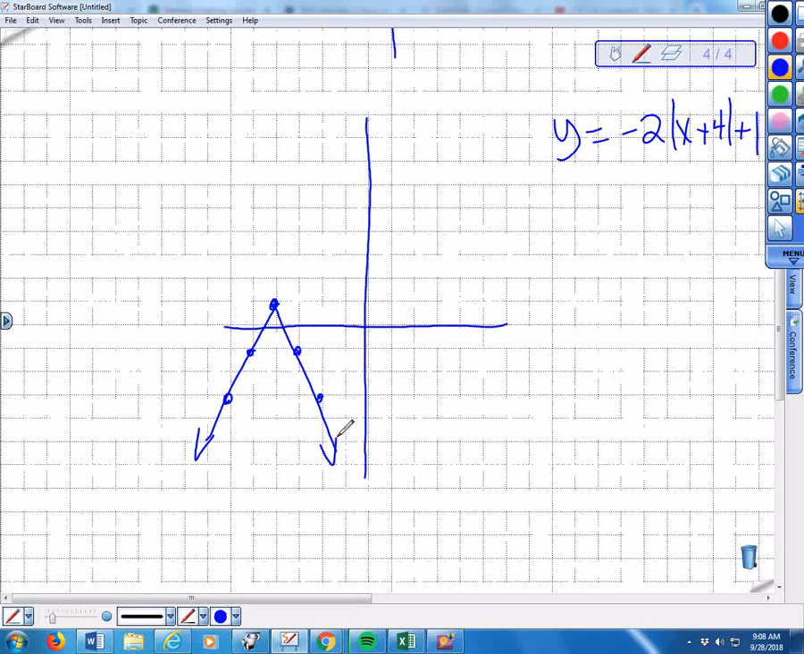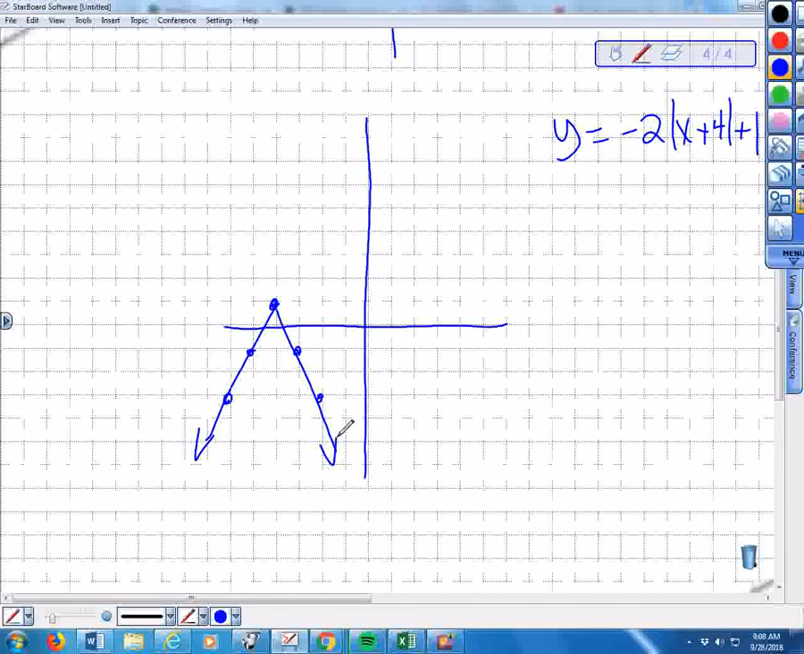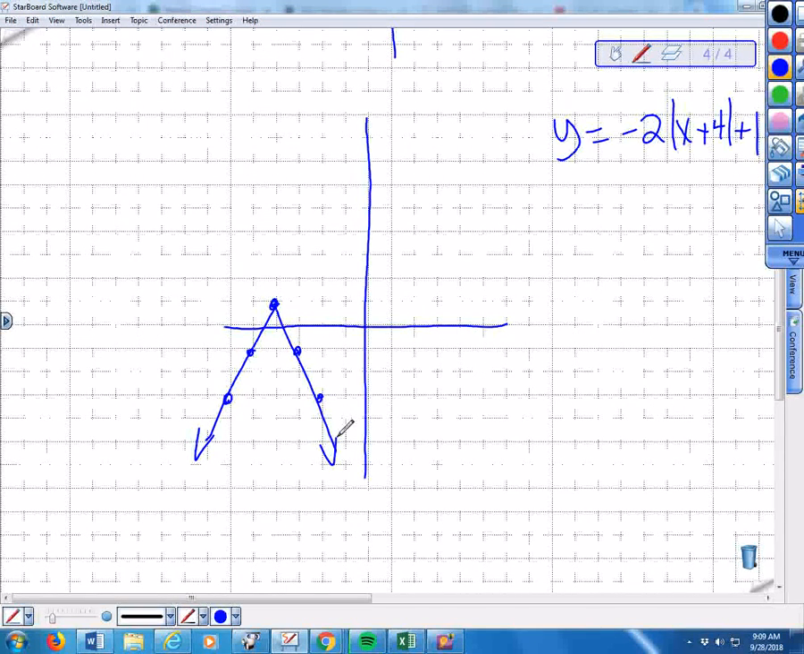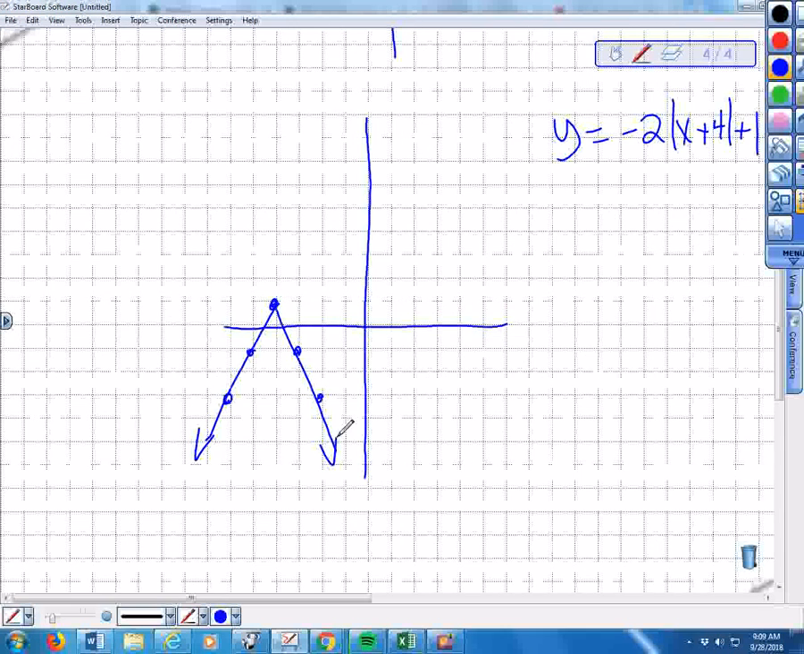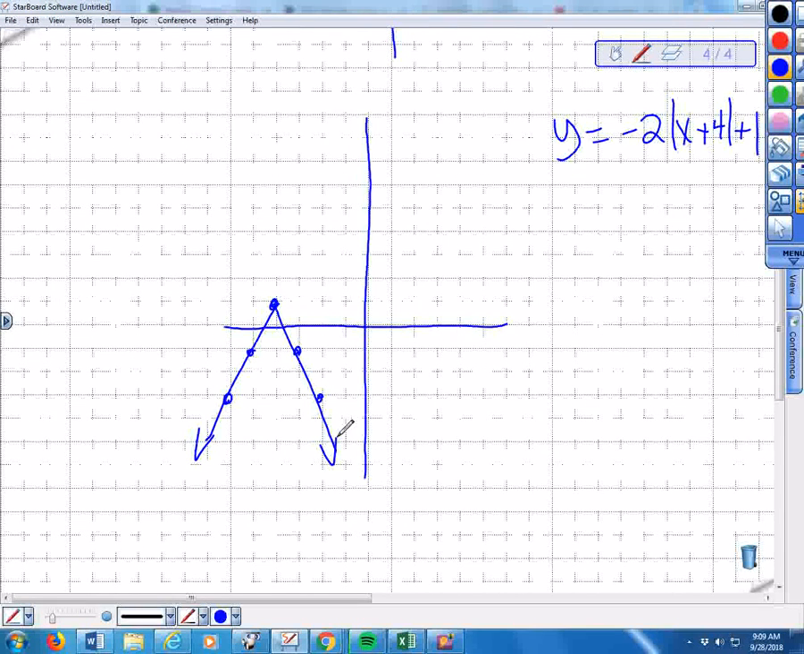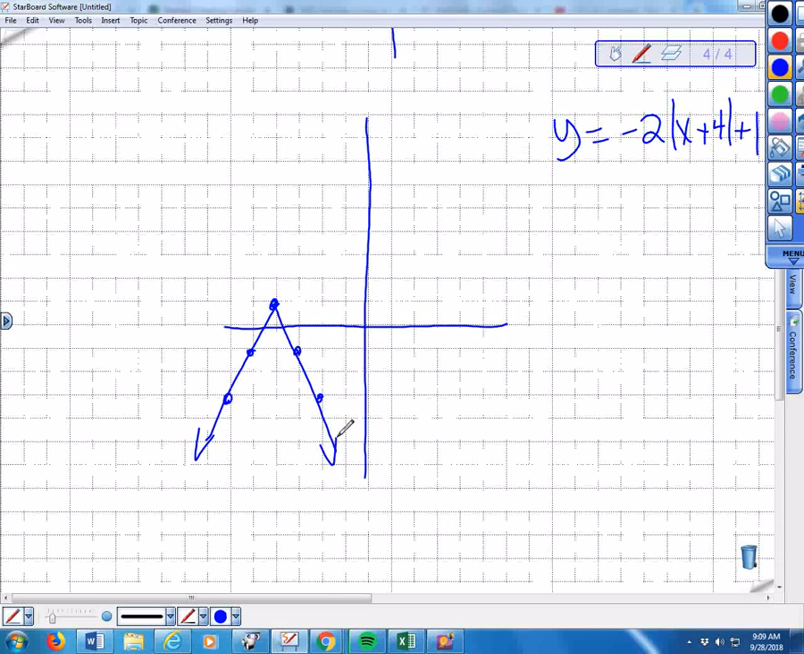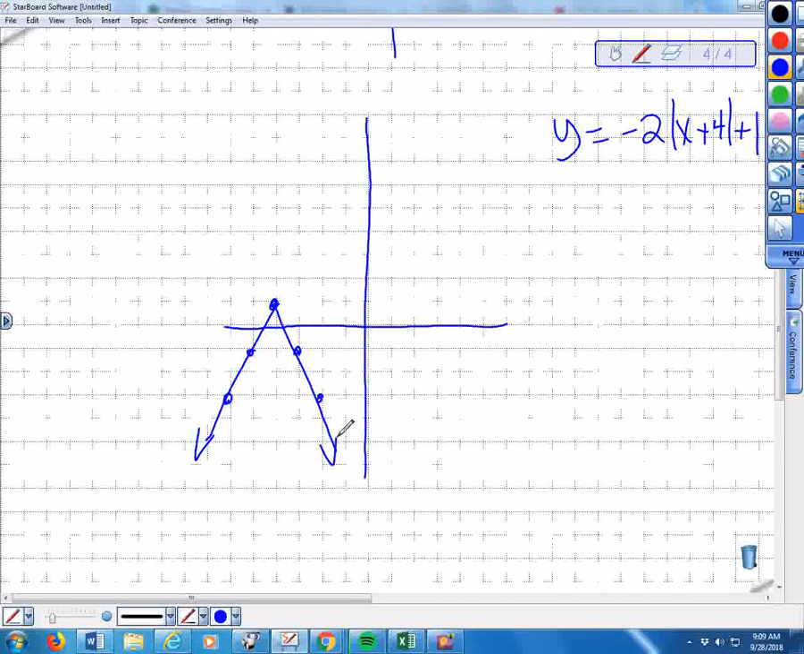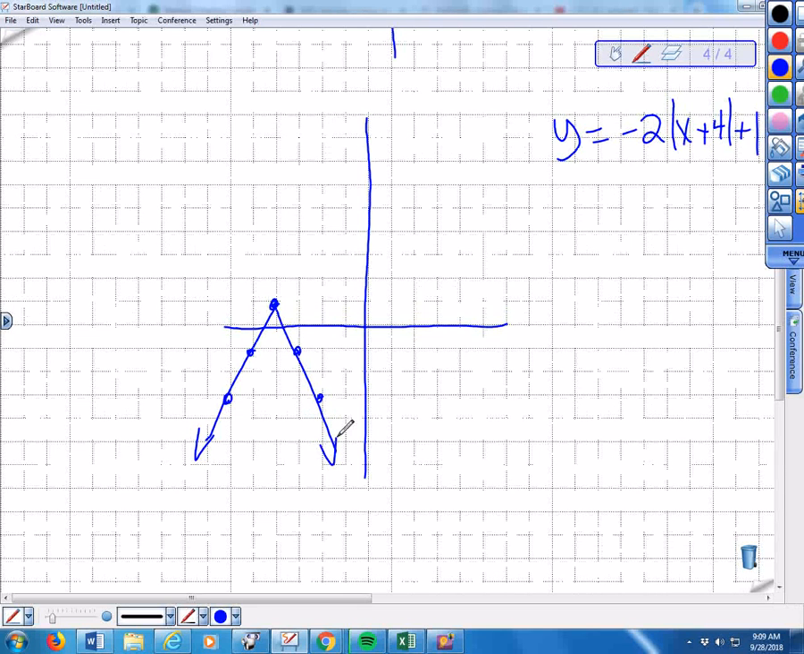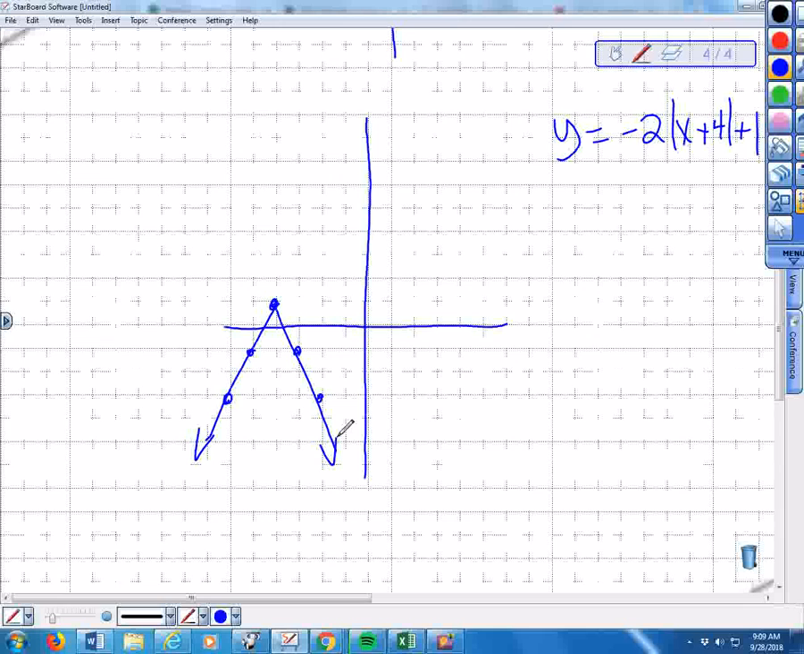Okay, what's the domain of this function? It's going to be where it crosses the x. Not where it crosses, that's the x-intercept. What does domain mean? All the x's that are contained in this function. Well, I've got an arrow going forever to the left and an arrow going forever to the right, so the domain is all real numbers. Negative infinity to infinity. What's the range?